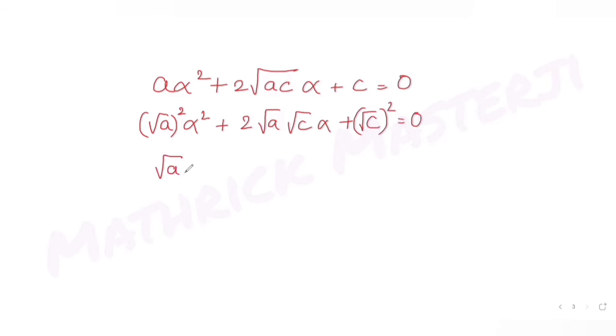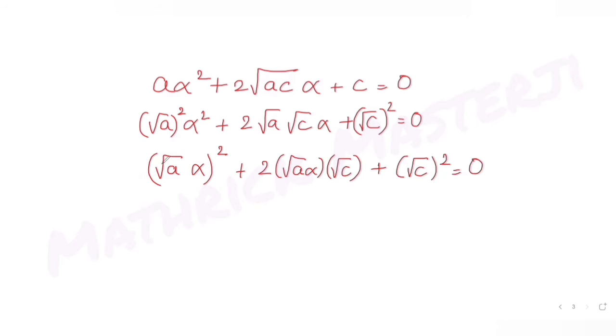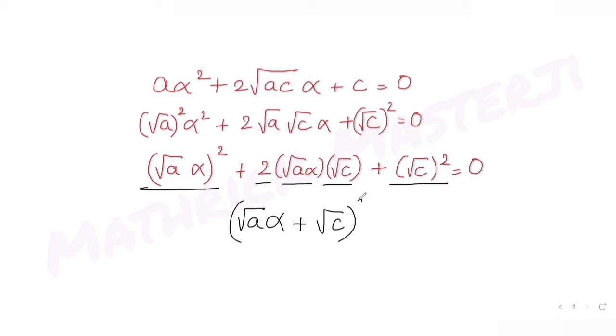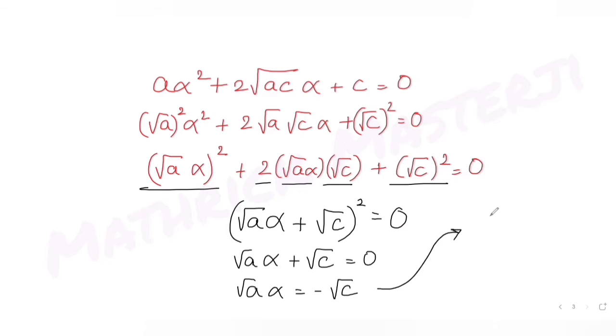That further gives me root a alpha the whole square plus 2 root a alpha into root c plus root c the whole square equals 0. So you have it in the form of a square plus 2ab plus b square equals 0, which I can write as a plus b the whole square. So root a alpha plus root c the whole square equals 0. Taking the square root on both sides, I get root a alpha plus root c equals 0, so root a alpha equals minus root c, and that gives me alpha as minus root c over root a.